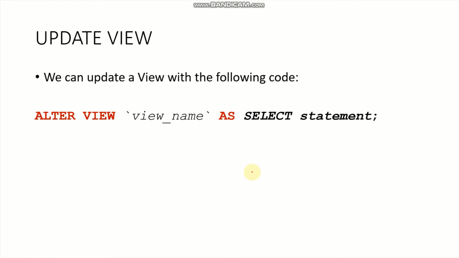The next operation with view is update view. We can update a view by using this code. We need alter query, so we must type alter view. We have used this alter with alter table too, if you remember. So after alter view we must type the view name, and after that we must give the new or updated select statement, and before the select statement as is also needed here.